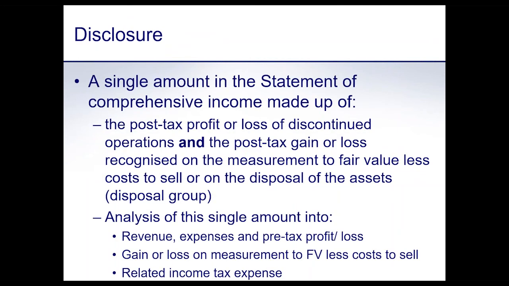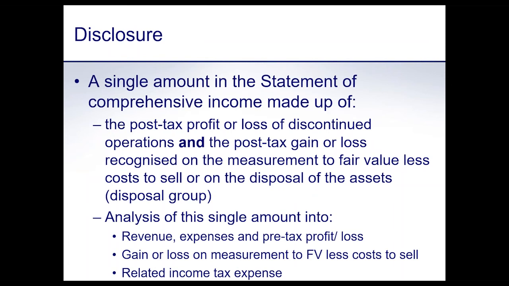So from a disclosure perspective, we're required to show a single amount in the statement of comprehensive income that is made up of the post-tax profit or loss of the discontinued operations, if that's what we're dealing with, and the post-tax gain or loss that is recognized on measurement at fair value, less cost to sell, of the assets or the disposal group that we've got at hand.